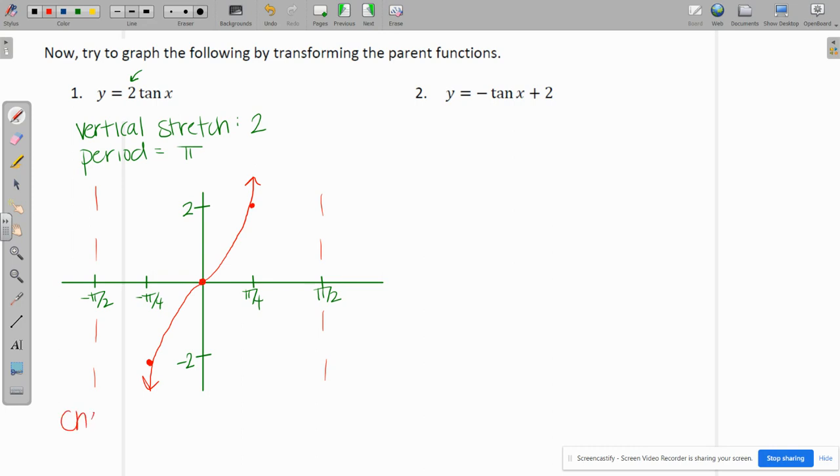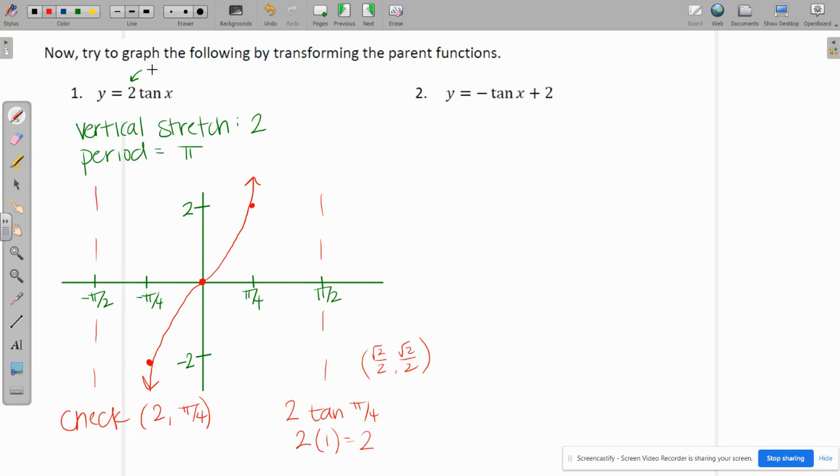So get in that habit of checking something like pi over 4. If I plug that in, that's 2 times the tangent of pi over 4. Well, pi over 4 has the terminal point root 2 over 2, root 2 over 2. So this over this, it's 1. So this is 2 times 1, which is 2, which means it checks out.